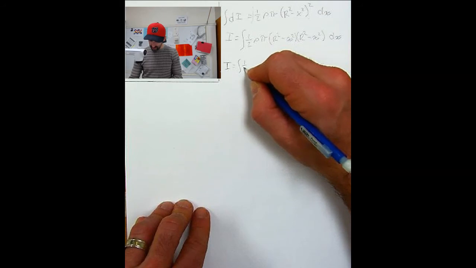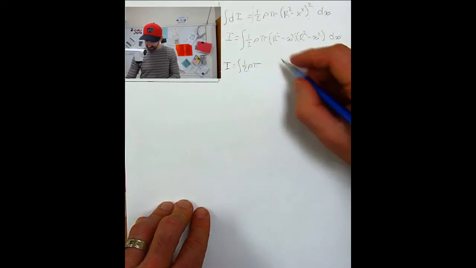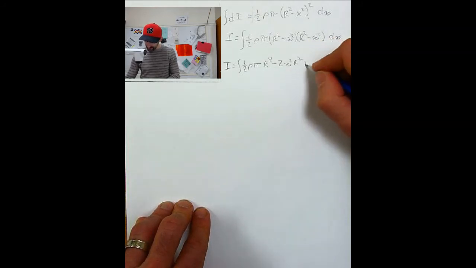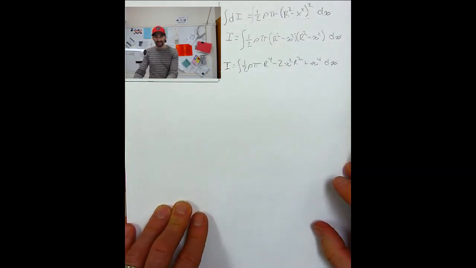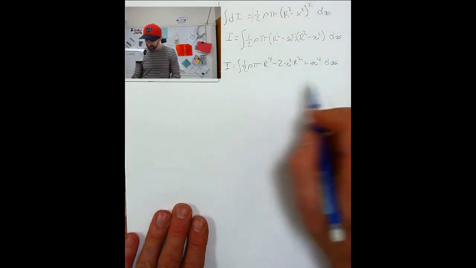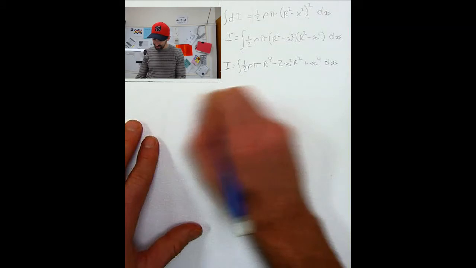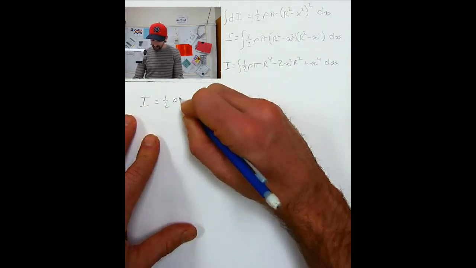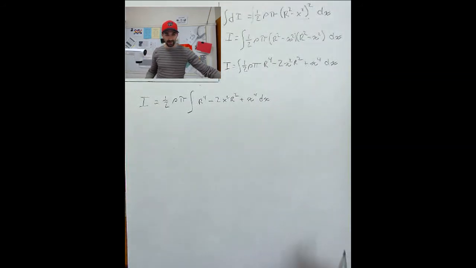Antiderivative 1/2 times rho times pi times big R to the 4th minus 2 R squared x squared plus x to the 4th dx. Whew. All right, that looks ugly, but it's actually really nice. This is going to be super easy. Now I'm going to pull out my constants. Go back to my picture over here.